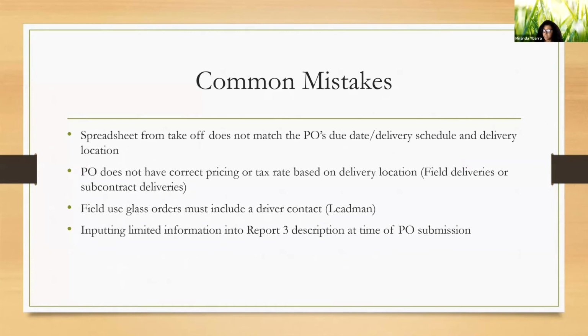So common mistakes I find: spreadsheets from takeoff do not match the PO's due date, delivery schedule, or delivery location. The PO does not have correct pricing or tax rate based on delivery location. Field deliveries are subcontract deliveries. Field use glass orders must include a driver contact, your lead man or your super. And inputting limited information into the Report 3 description at time of PO submission doesn't let us know what we're looking at when we look at the portal.